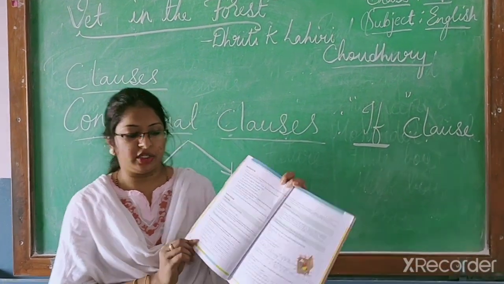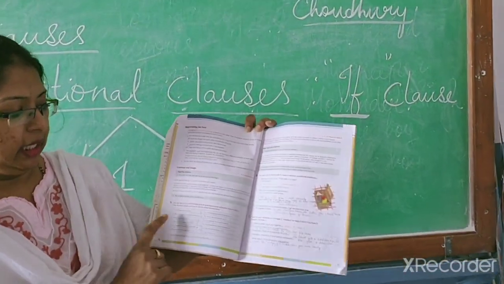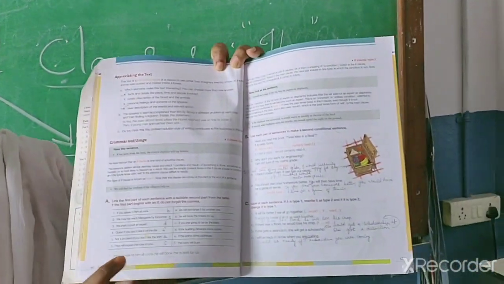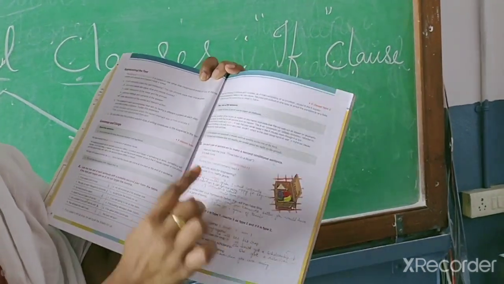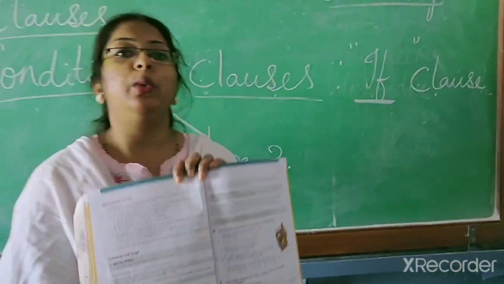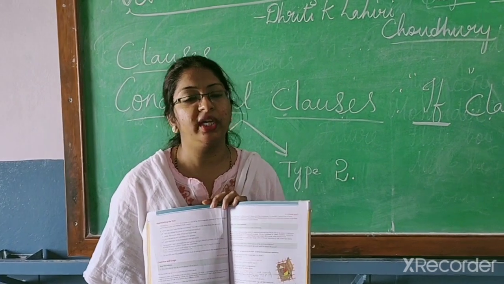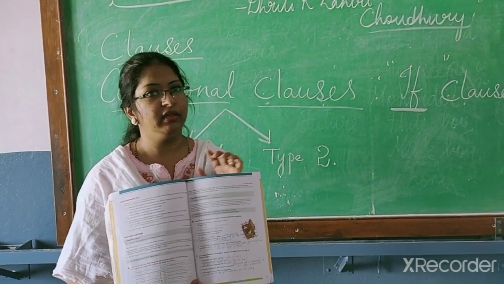Now, take out your textbooks, page number 46. You have here the A bit, children. Do this exercise as well as, here in page number 47, B and C exercises, which are completely related to the explanation which I have given to you in the video.